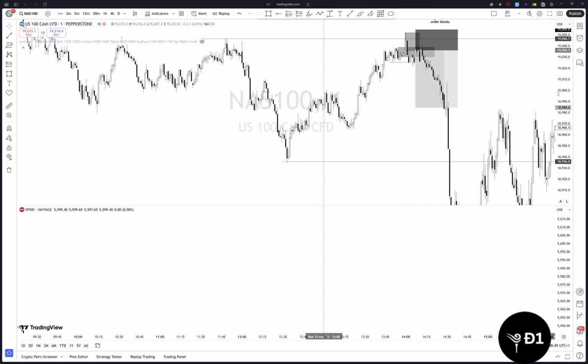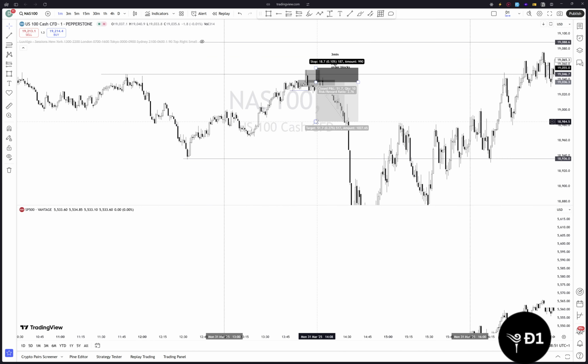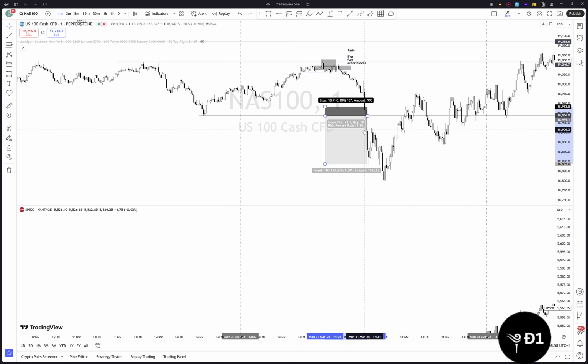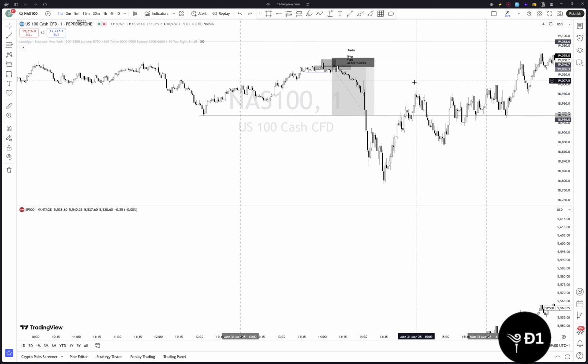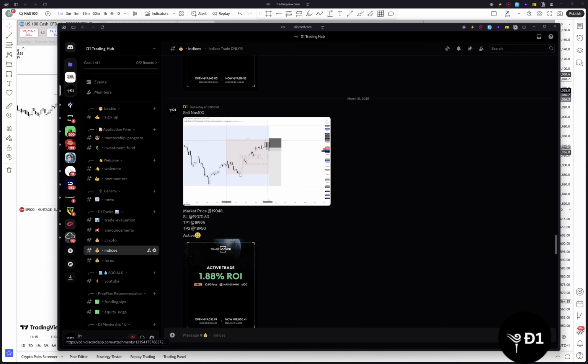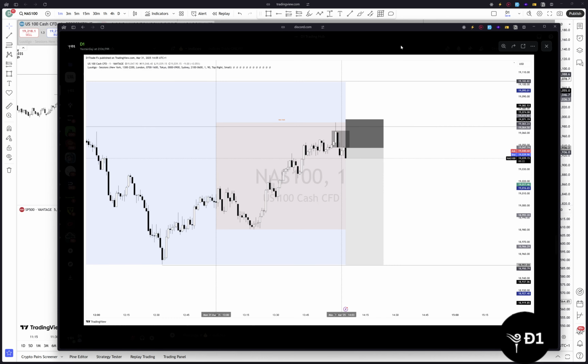In terms of exits, the prior POIs that we marked out that had not been touched, and it was only this one during that day. And that was the first trade I took for the day, which I sent out to the Discord. I gave the trade out to my Discord community.